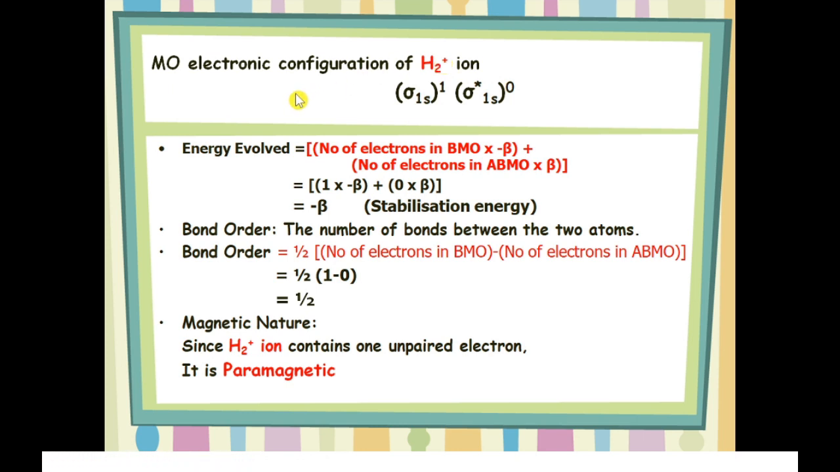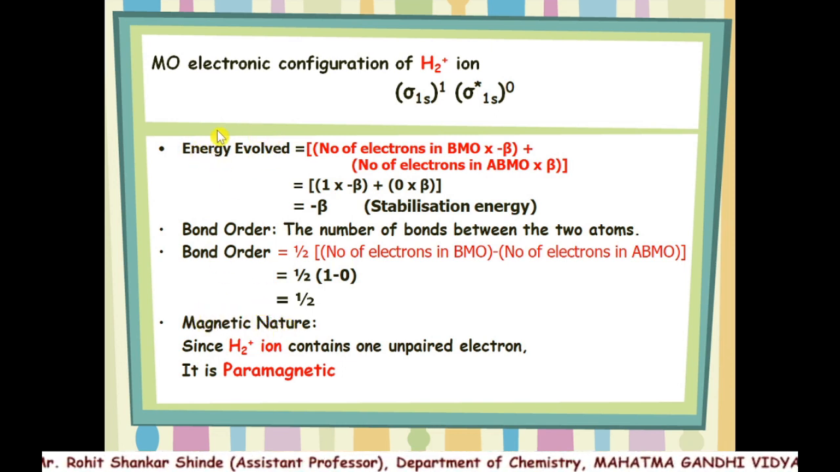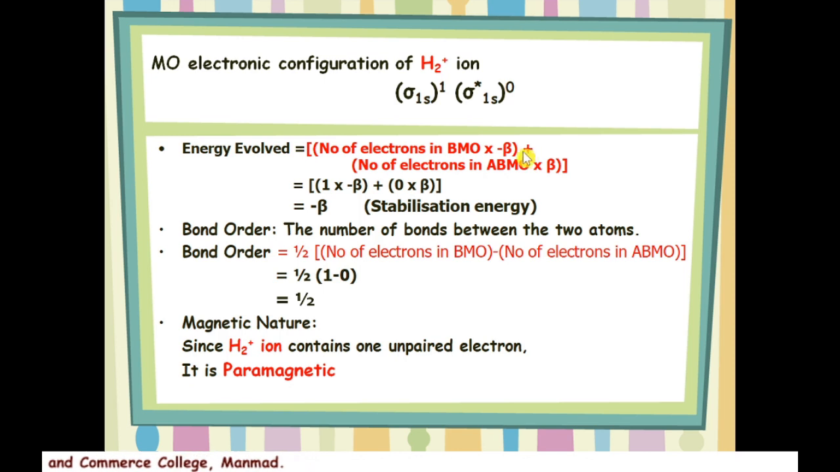There are three important applications of MOT. The first one is calculation of energy evolved, another one is bond order, and the last one is magnetic nature. So the energy evolved during the formation of the H2 plus ion can be calculated by using this formula: the number of electrons in BMO multiplied by minus beta, plus the number of electrons in ABMO multiplied by plus beta.